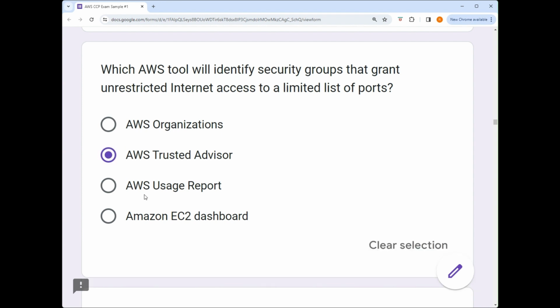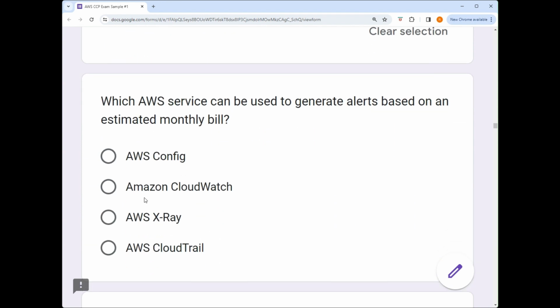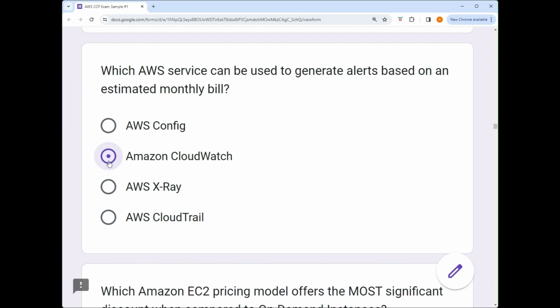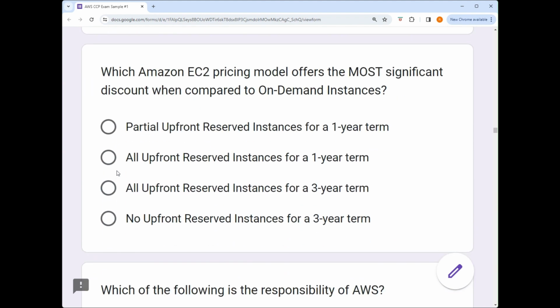Which AWS service can be used to generate alerts based on an estimated monthly bill? AWS Config. Amazon CloudWatch. AWS X-Ray. AWS CloudTrail. Correct answer. Amazon CloudWatch.